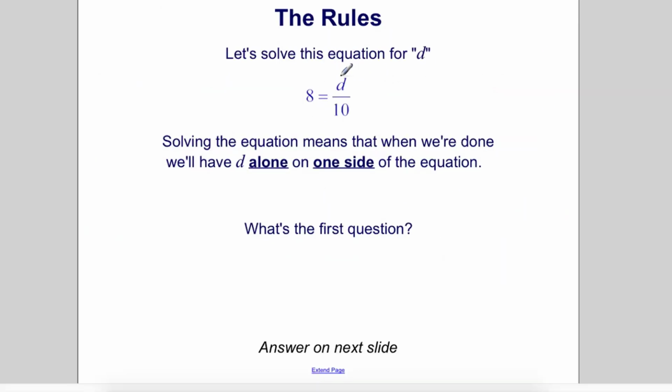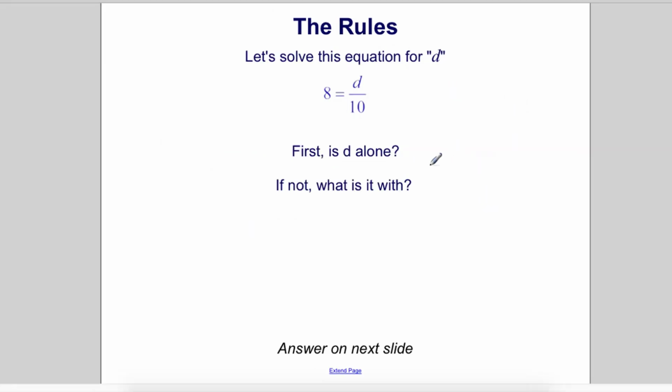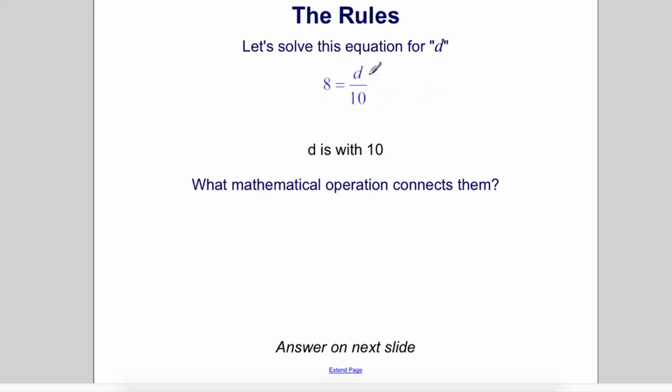Let's solve this equation for D. Solving the equation means that when we're done, we'll have D alone on one side of the equation. At the end, we want it to say D equals. So, what's the first question? First, is D alone? If not, what's with it? It's not alone. D is currently with the number 10. What mathematical operation connects them?